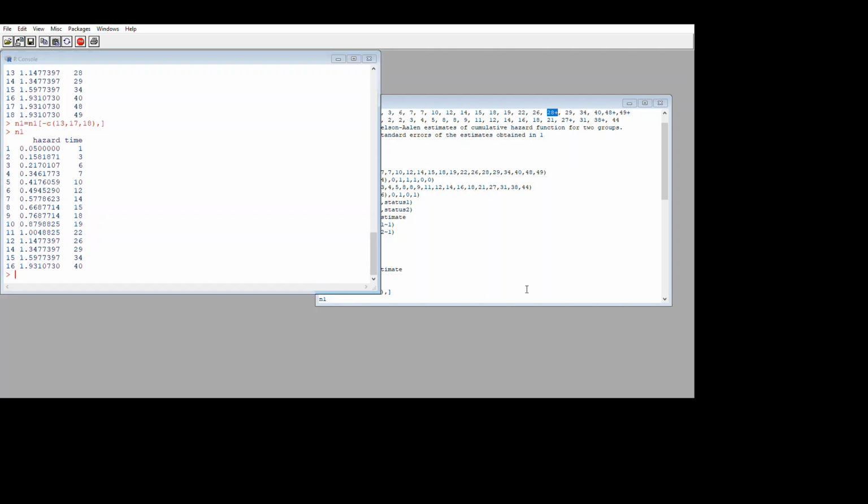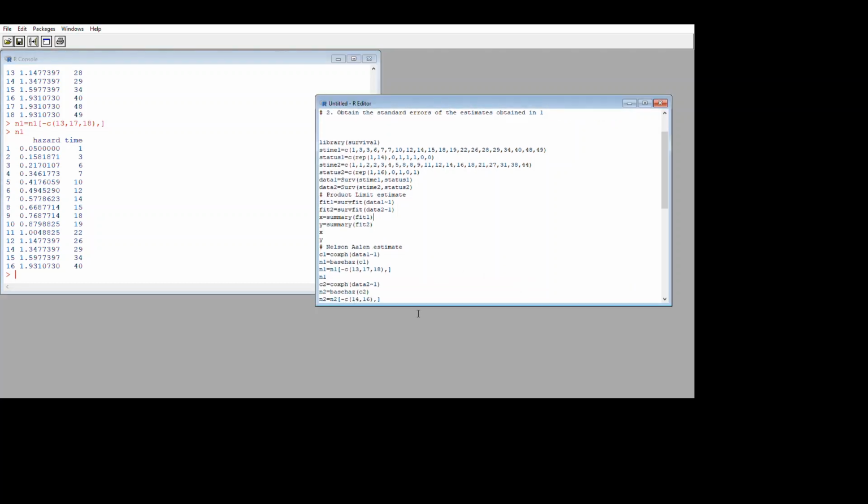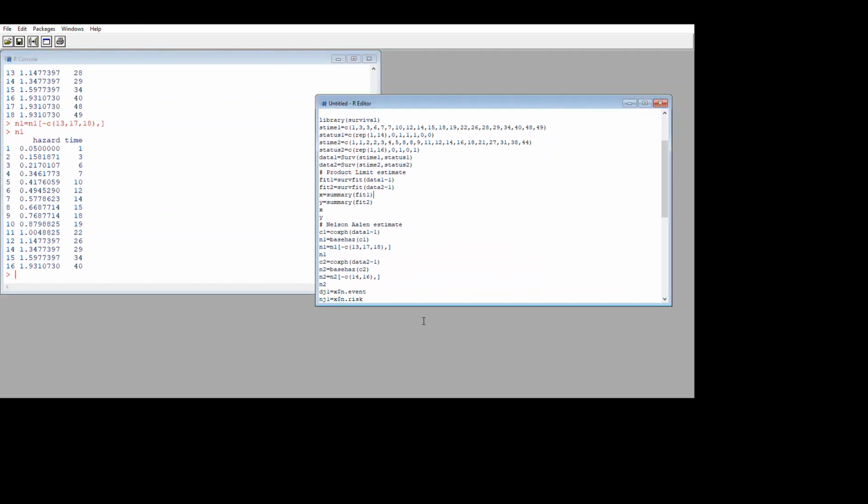Similarly, doing the same for data 2, that is for treatment B, we get c2 equal to coxph of data 2 tilde 1, and n2 equal to basehaz of c2.